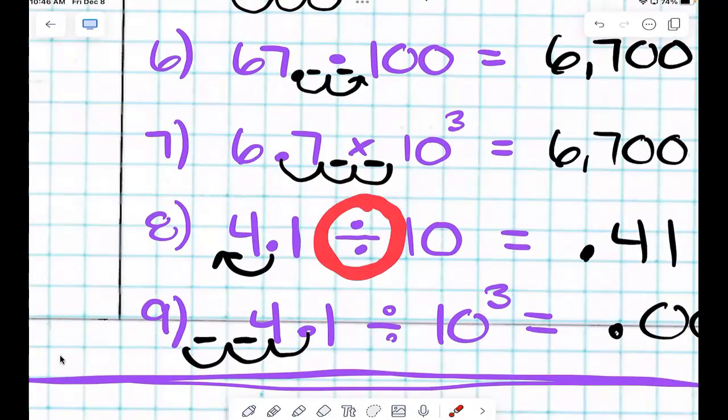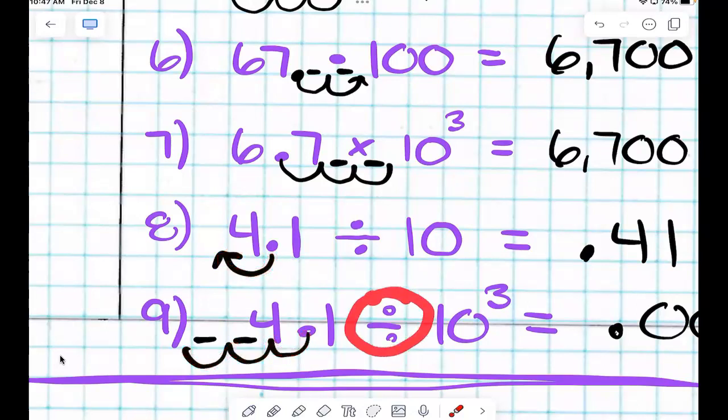Division is opposite of multiplication, true or false? True. So when you divide by a power of 10, you don't move to the right, you move to the left. Why did I move to the left 3 places this time then? Because first we divided, right? And we used an exponent, yes? Okay, cool.